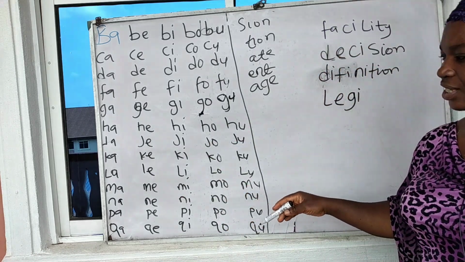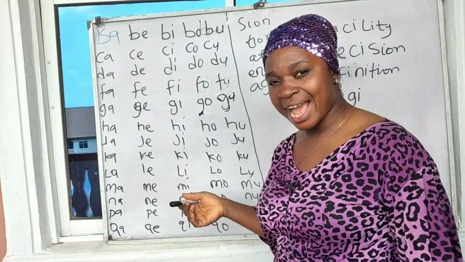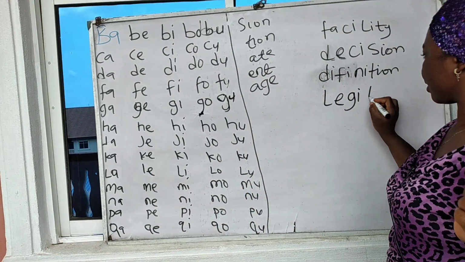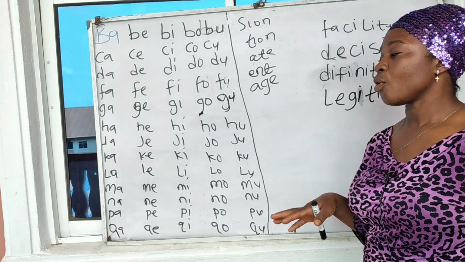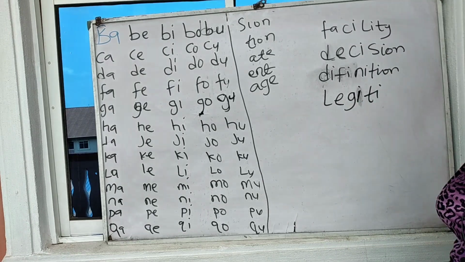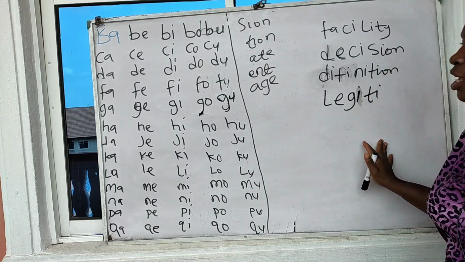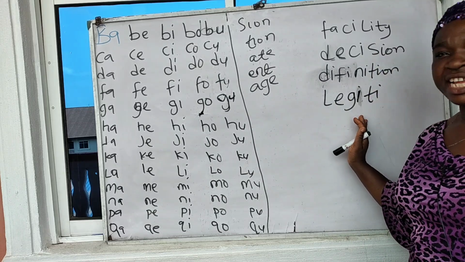We don't have T for this today, but let's just pick T. T-I is "ti". I add T-I, so we have G-I, we have "legit". Now let's go on from here and pick what should be ending this word. I want this word to be legitimate.